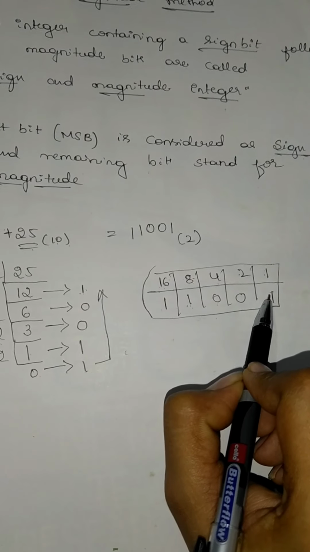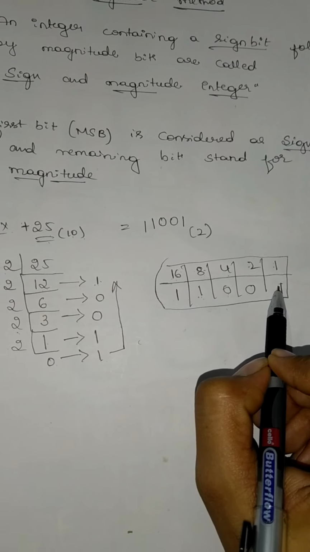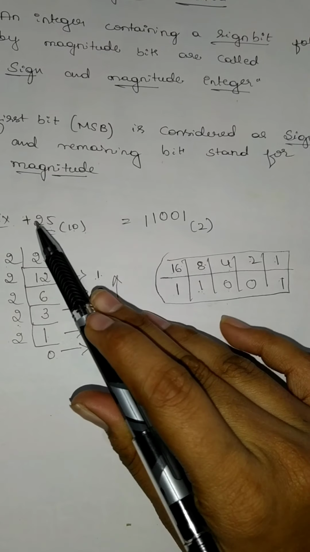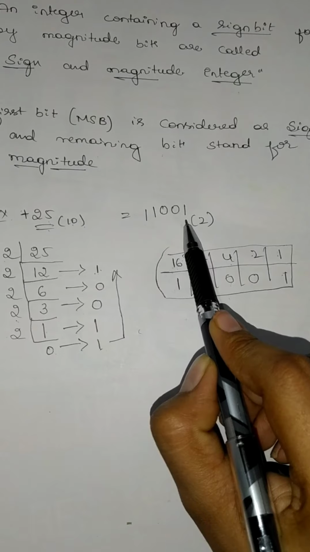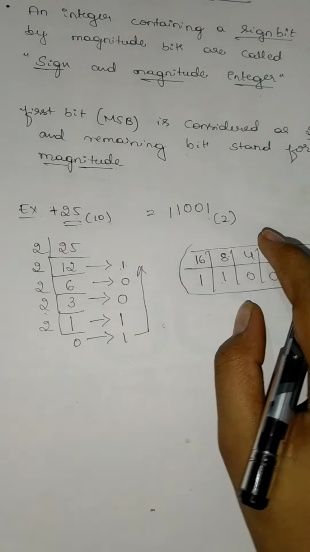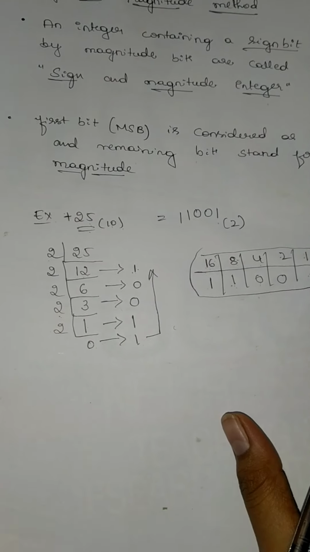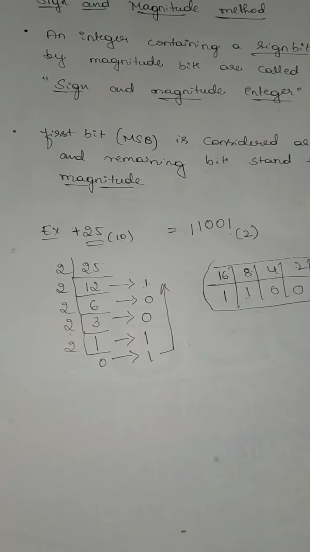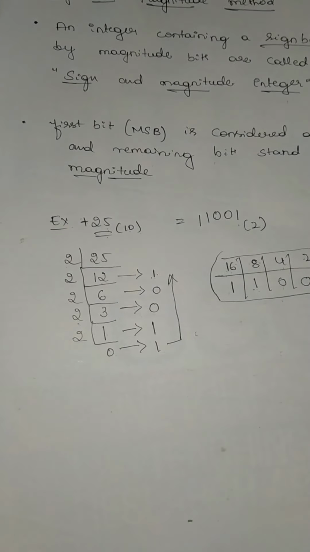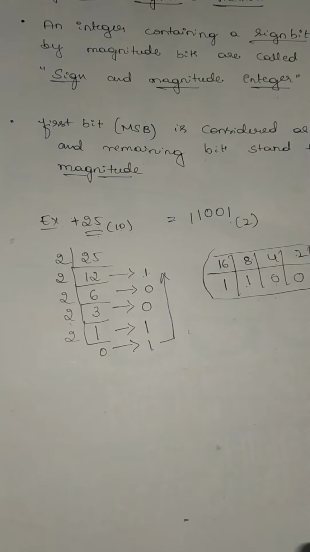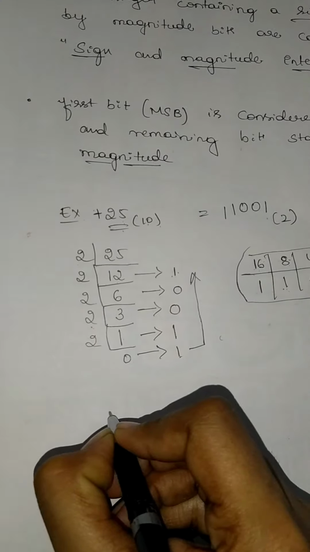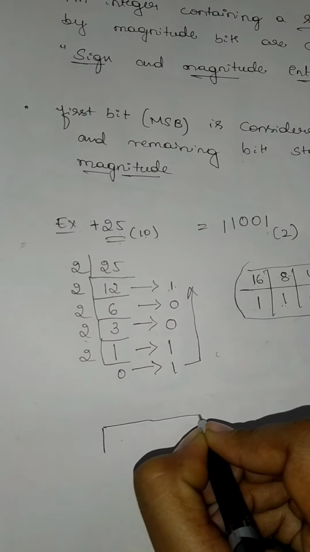We have to add 1 to 25. So the binary value of this positive integer 25 will be what? 1 1 0 0 1. Okay, so by making use of this sign magnitude method, if the size of the word is 1 byte, that means 8 bits, then the number 25 will be represented how? We'll see now. So we have to take first 8 boxes.